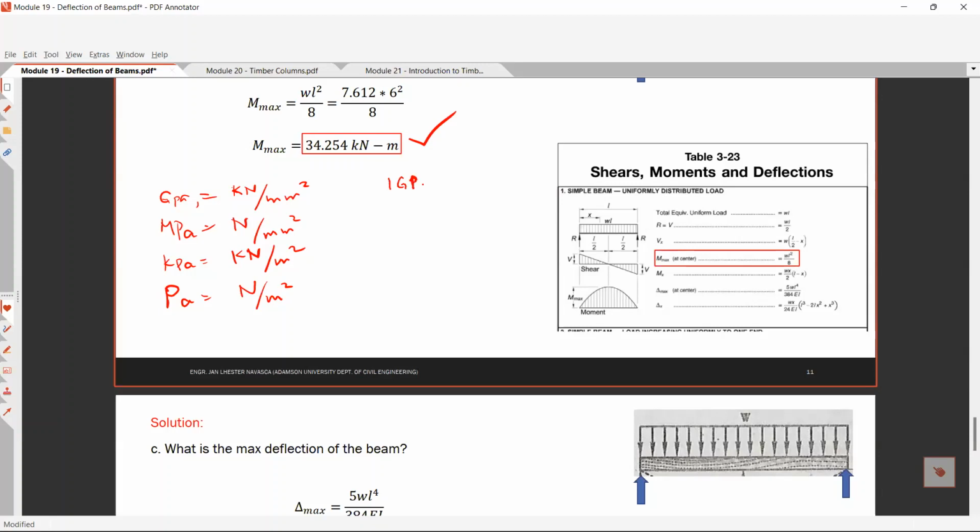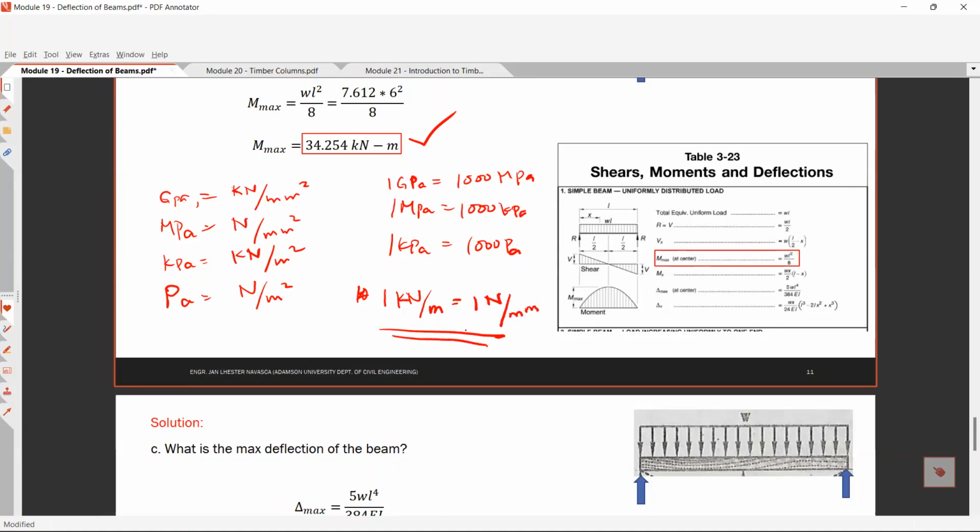And 1 GPa is equivalent to 1,000 MPa. Okay. 1 MPa equivalent to 1,000 kPa. And 1 kPa is equivalent to 1,000 Pascal. And also, meron tayong ganito. Okay. 1 kilonewton per meter equivalent din siya sa 1 newton per millimeter. Please take note of this one. Okay. 1 kilonewton per meter equivalent siya sa 1 newton per millimeter.